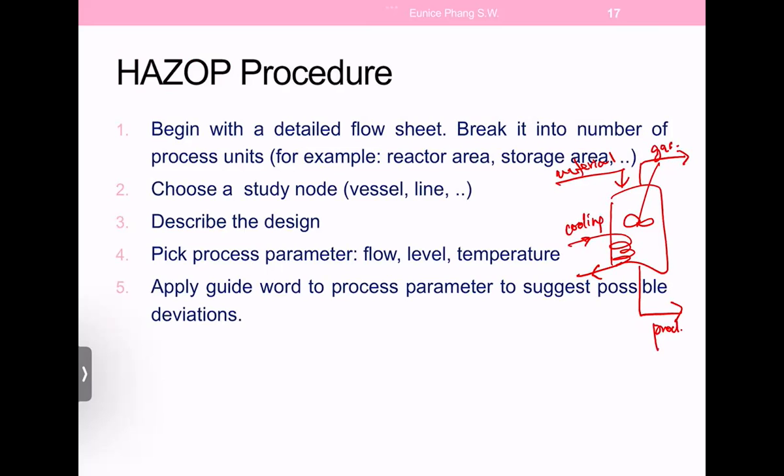So there are so many things we can study. You can do flow. I want to do flow rate of my incoming material. I can do flow rate of my products, or I can do flow rate of my cooling water. You can work on level. If you have dual phase in here, liquid and gas phase, then you may want to look at level. If not, most likely it's only one. Then you can look at temperature. What is the temperature in your reactor? Or you can look at the temperature of your cooling water out.